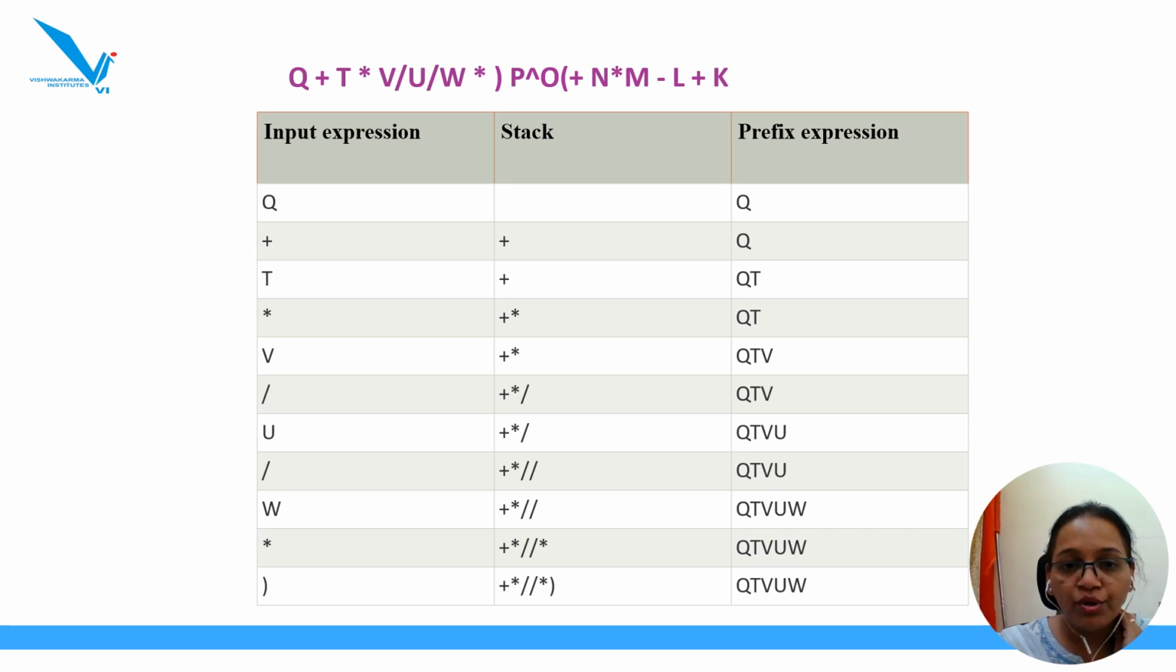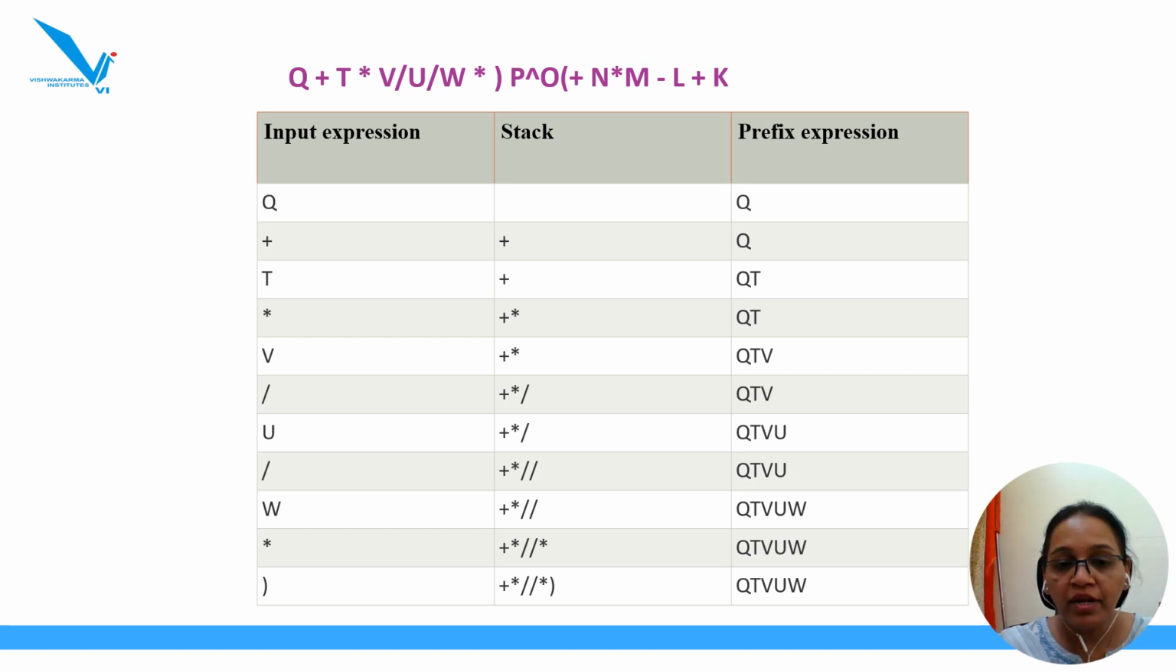Then comes u. U is an operand. You have to directly put it into the prefix notation. Then the division. Division is the incoming operator. Already there is one plus, one multiplication, one division, and the second division is coming. The second division has the same precedence, so you can directly push it onto the stack.